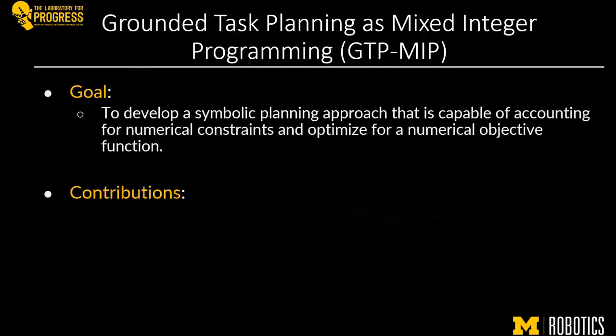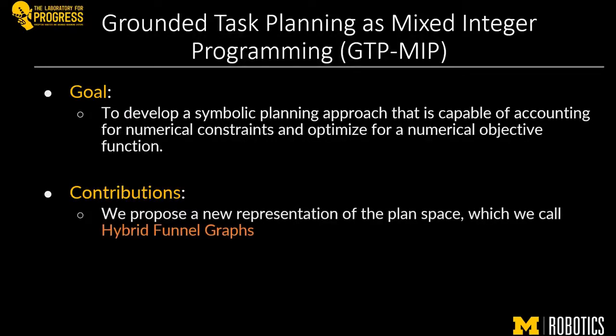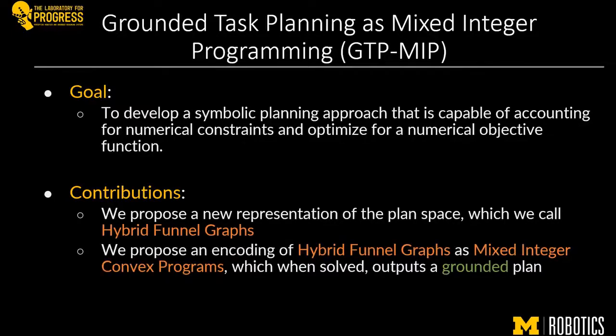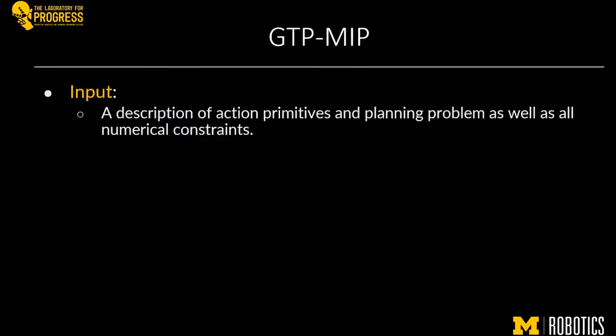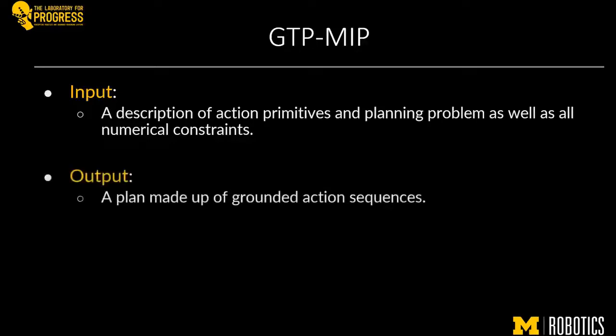The major contributions of this work are as follows. We propose a new representation of the plan space, which we call the hybrid fact graphs. The second contribution is we propose an encoding of the hybrid fact graphs as a mixed integer convex program, which can then be solved, and the output of this would be a grounded plan. This is essentially a symbolic plan that has its continuous parameters filled in, which can actually be executable in the real world. Looking at it from an IO perspective, the input is going to be the description of action primitives and the planning problem, as well as all the numerical constraints wanted throughout our problem. The output is going to be a plan made up of grounded action sequences.